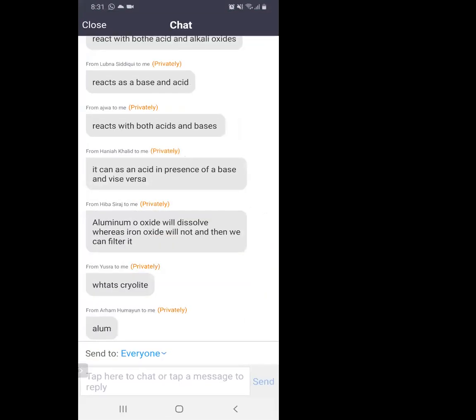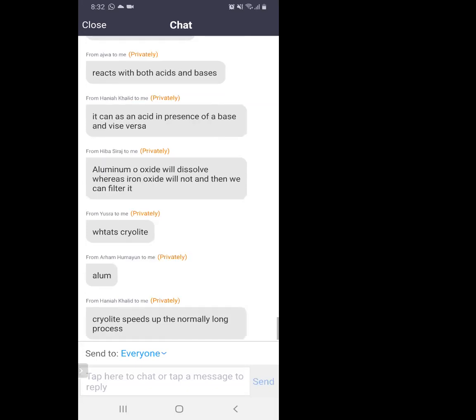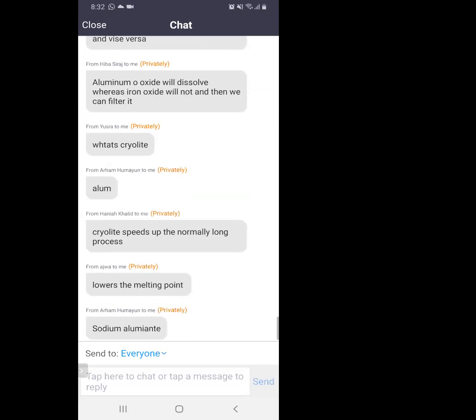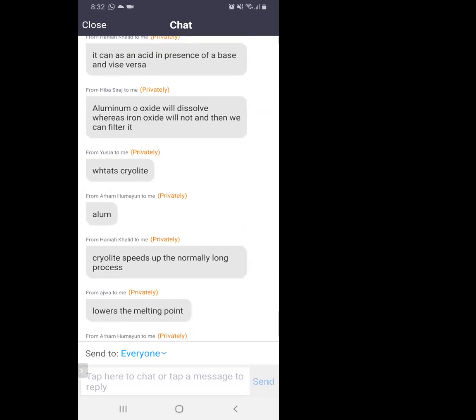Cryolite is what we add into aluminium oxide to decrease its melting point. So it's like sort of an impurity. So it has two functions. It increases conductivity because it provides the ions required for conductivity. And secondly, it also behaves as an impurity and it lowers the melting point, and therefore less energy, less electricity is required for the whole process, right?